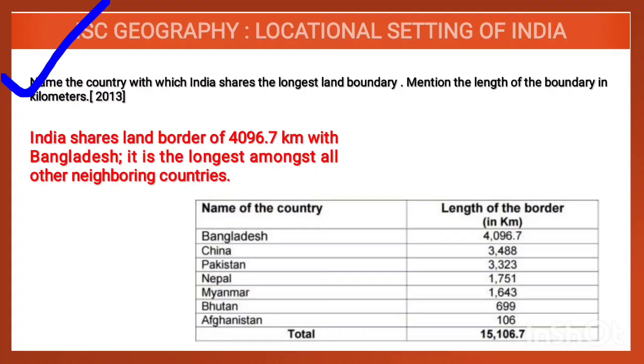Name the countries with which India shares the longest land boundary. Here is the chart. You can see that India shares a land boundary of 4096.7 km with Bangladesh, and this is the longest among all the neighboring countries. Next, followed by Bangladesh, China is in the second position, that is 3488 km, and the least boundary is shared with Afghanistan, that is 106 km.